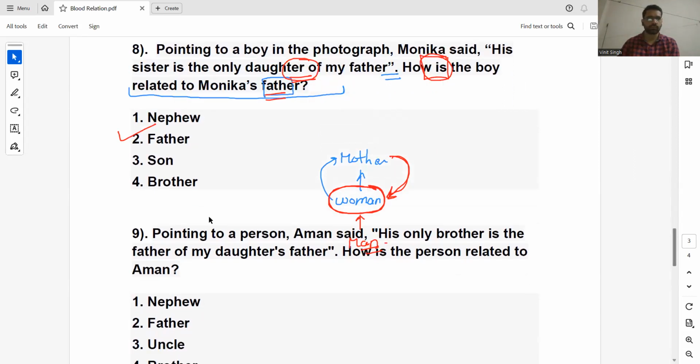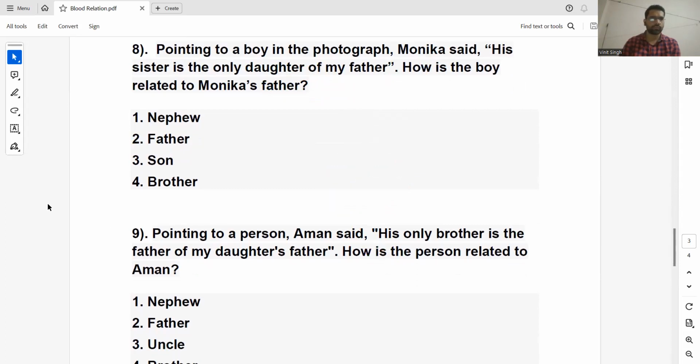Next question. Pointing to a boy in a photograph, Monica said, "His sister is the only daughter of my father." So here we will start from my father. "My" is used for Monica. Monica's father. His sister is the only daughter of my father.